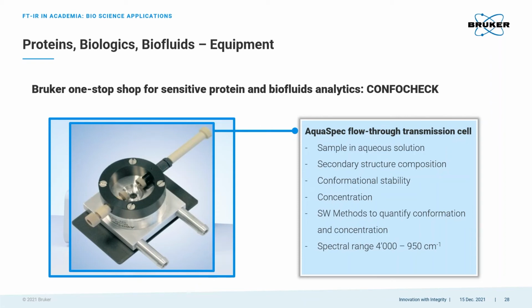It is the right accessory if you want to determine the secondary structure of your proteins, analyze the conformational stability, or measure a sample concentration in a fluid. ConfortCheck also comes with all software methods needed to quantify and evaluate the concentration and the conformation of your protein sample. It is able to cover the full spectral range from 4000 to 950 wave numbers. This is very important as it is the only way to enable meaningful measurements and give control of signal validity.